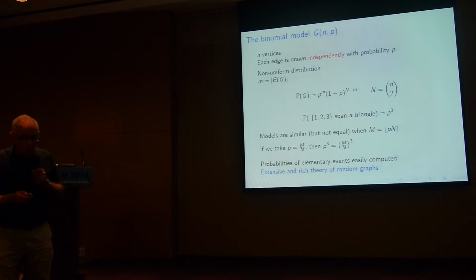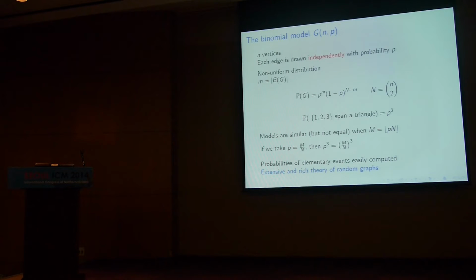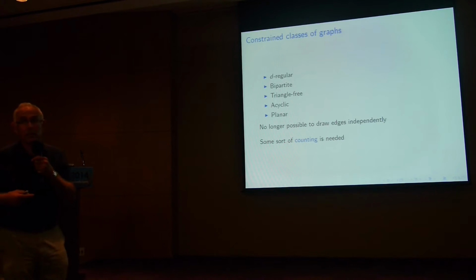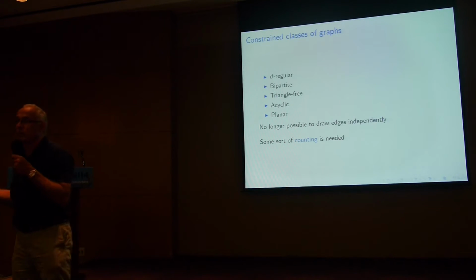Now, this was just a kind of introduction. My topic today is to try to analyze random graphs from a class in which you don't have this independence. So there is some kind of global constraint. And here are some examples of typical and significant global constraints.